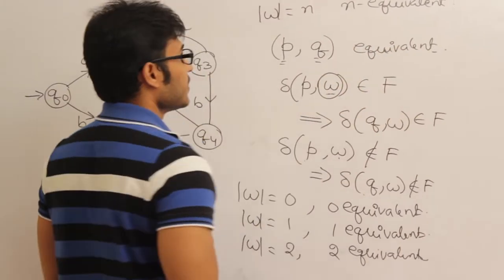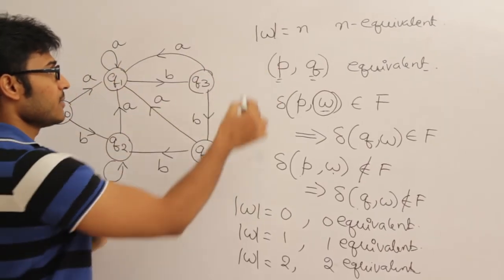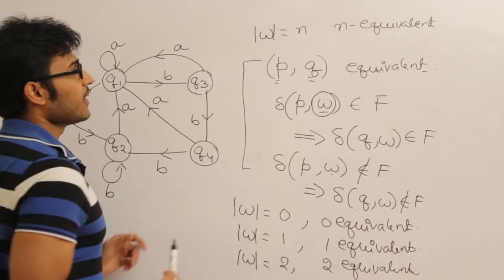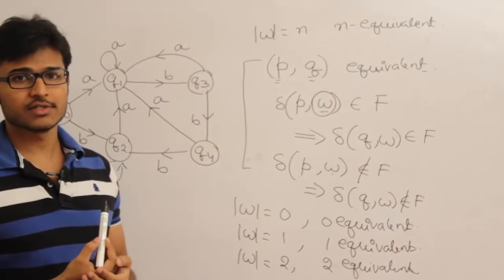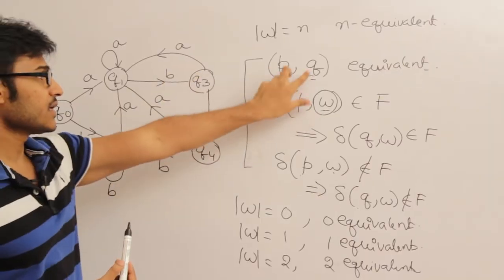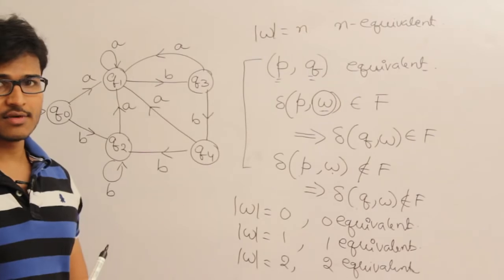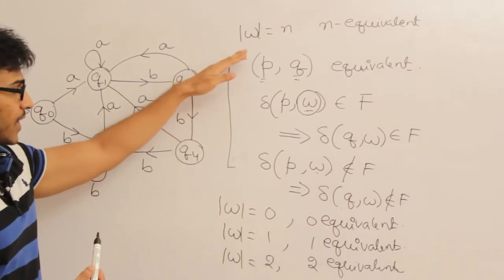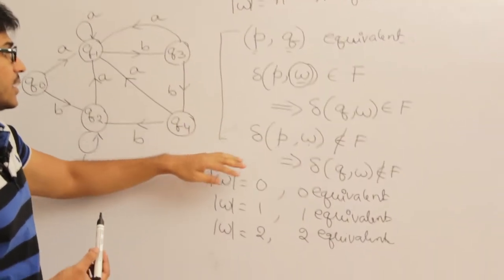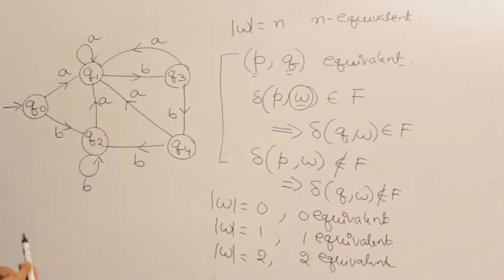And finally, if for every possible W this property is followed by P and Q, then both these states are equivalent, and instead of having two different states, I can merge them into one and decrease the number of states in the final answer. Why to use this equivalence property, and 0 equivalence, 1 equivalence, 2 equivalence? I'll take an example and explain with that.